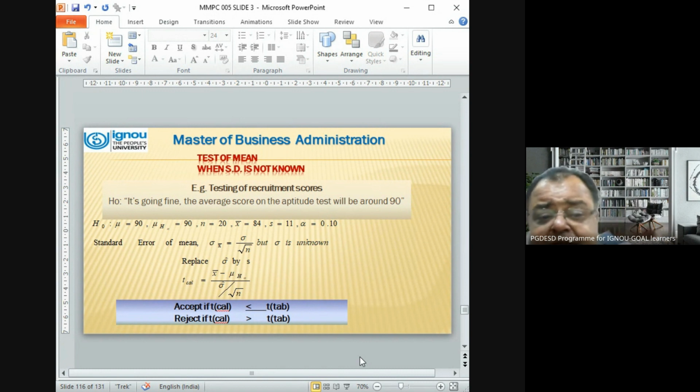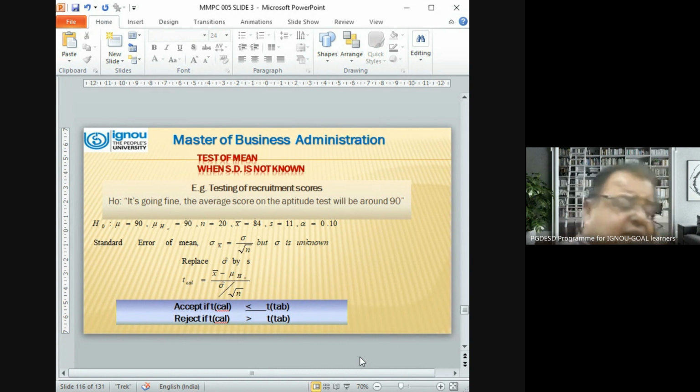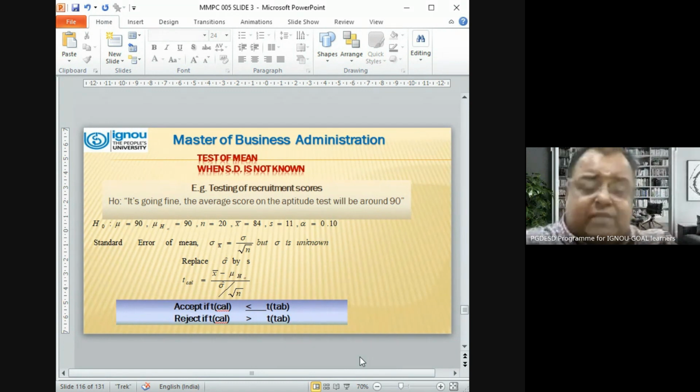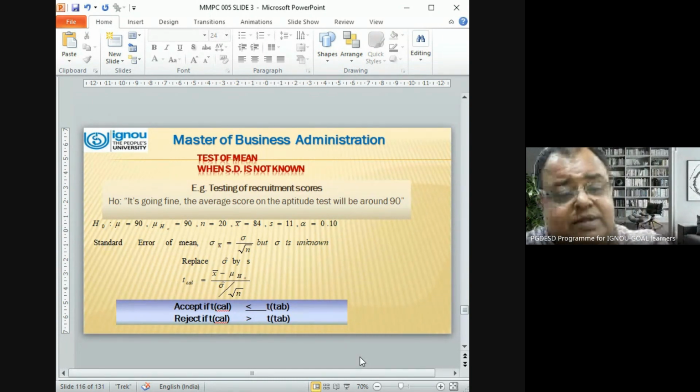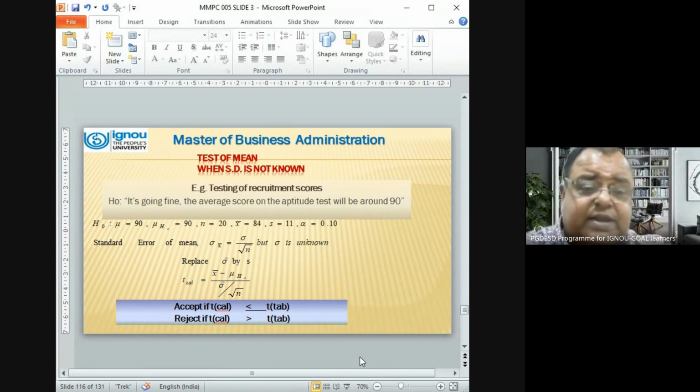Now look at the upper line, it is written S is equal to 11 and alpha is 0.1. Everything is given to you. You just have to replace the conditions in the place of the formula. Rest everything will be like that only. Now if t calculated is less than t tabular, accept it. If t calculated is greater than t tabular, then reject it.